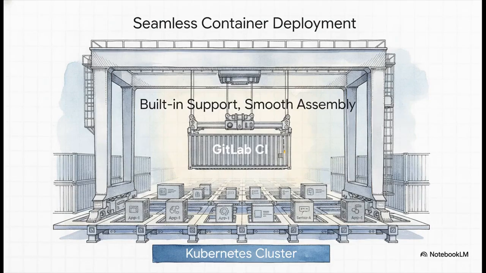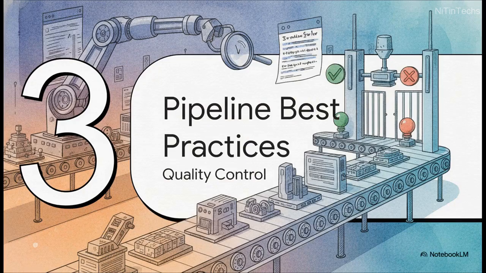Look, if your finished product is destined for a Kubernetes cluster, deployment can get really complicated really fast. But GitLab CI absolutely shines here. It has container orchestration support built right out of the box. That makes that final leg of the assembly line remarkably smooth, saving you from a whole lot of configuration headaches down the road. Let's move on and see how this builds into our final section.